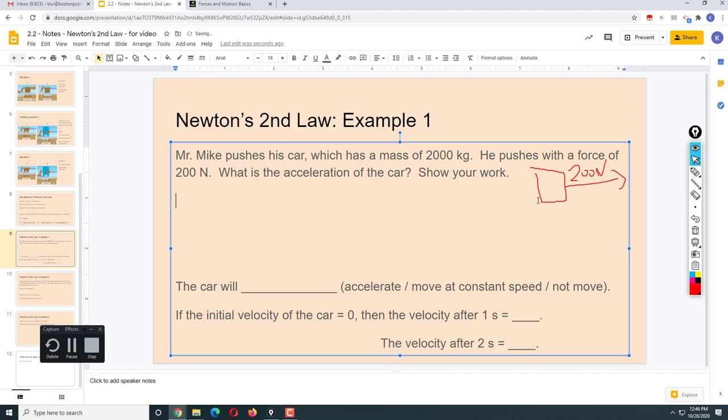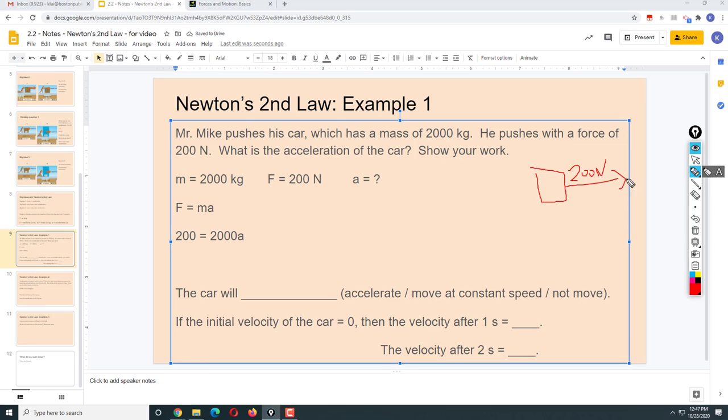Well, let's do this first. So m is 2,000. F is 200. We want to know acceleration. F equals ma. So 200 equals 2,000 times acceleration. Divide both sides by 2,000. And we get the acceleration is about 0.1 meters per second squared.